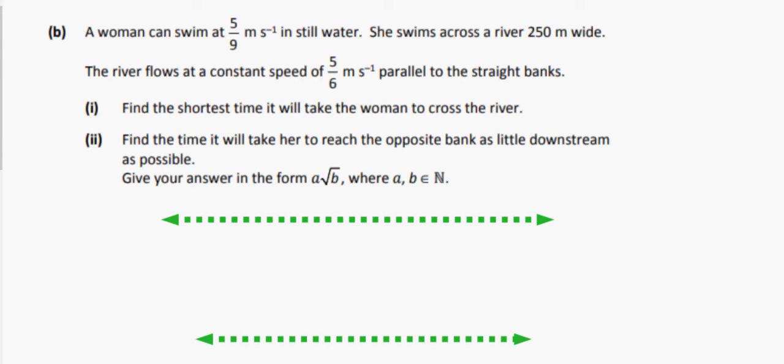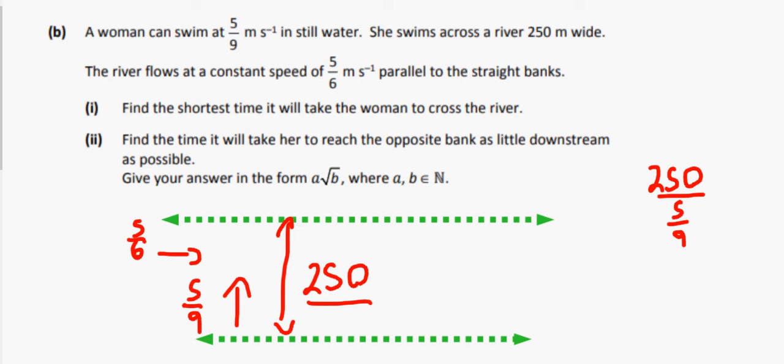No bother. The woman has to cross 250 meters and she's just going to aim all 5/9 directly upwards. Speed equals distance over time, and you just say no bother, 250 divided by 5/9, and that'll get you 450 seconds. Pretty easy question, right? That's that first one done.